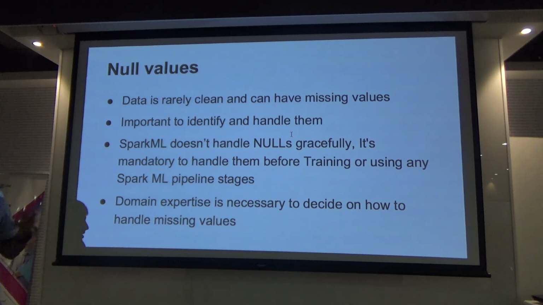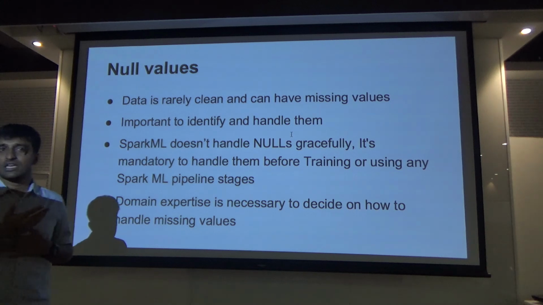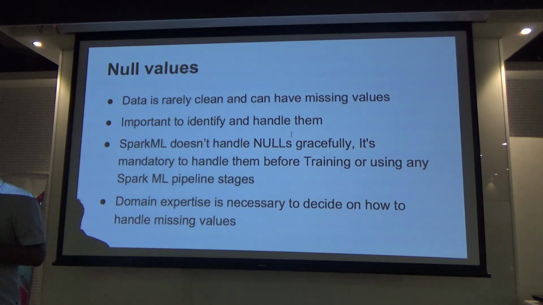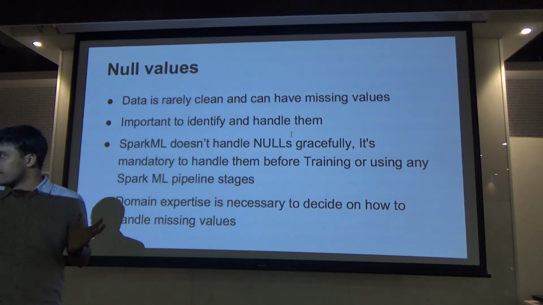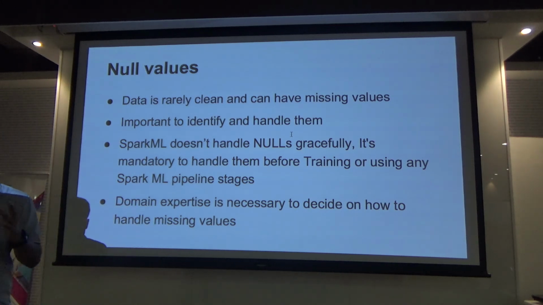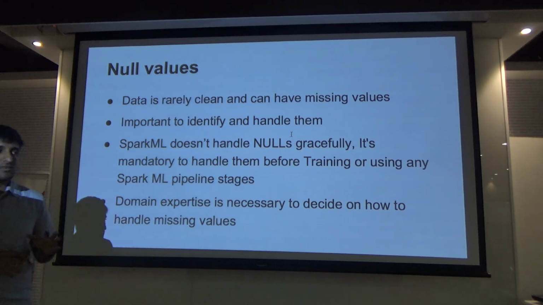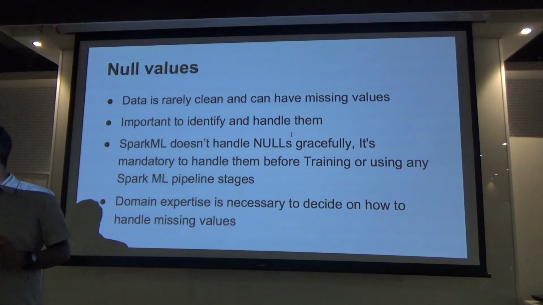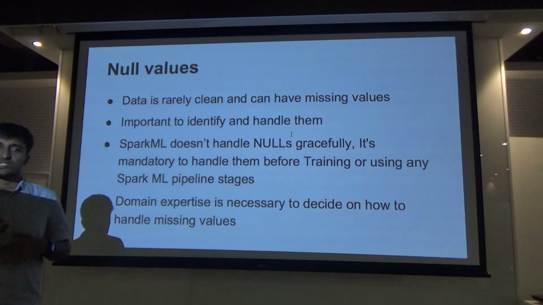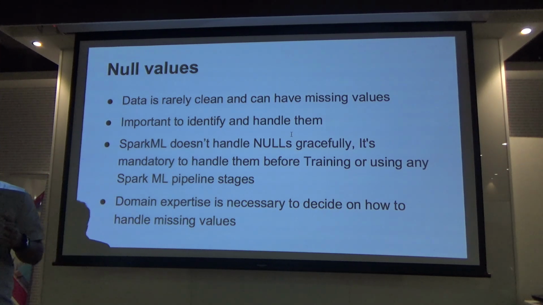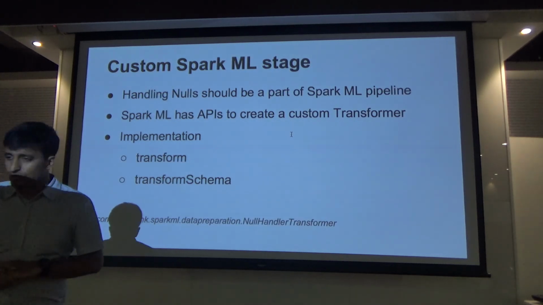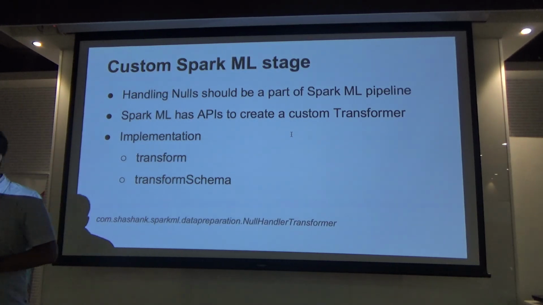Normally we have support for building our own custom pipeline stage in Spark ML, which we can use to handle nulls. What technique should be used to handle nulls will completely depend on the domain expertise. But we will build a basic null handler stage, which is capable of handling a few ways of handling the null. So, what do you need for building a custom Spark ML stage?